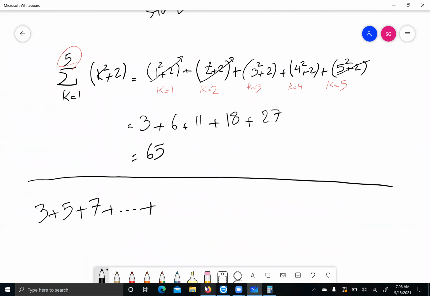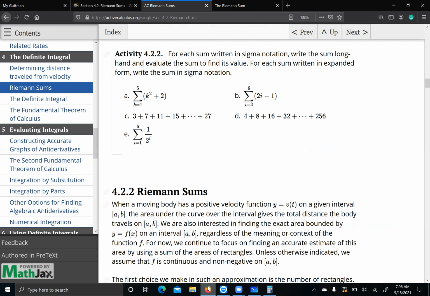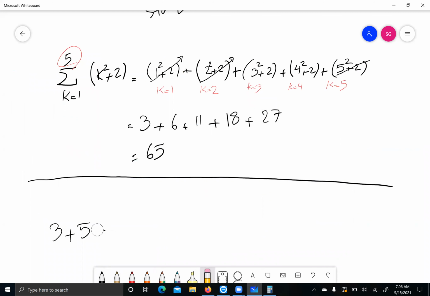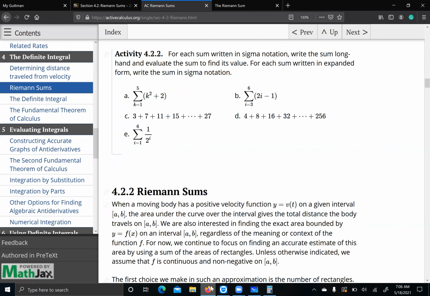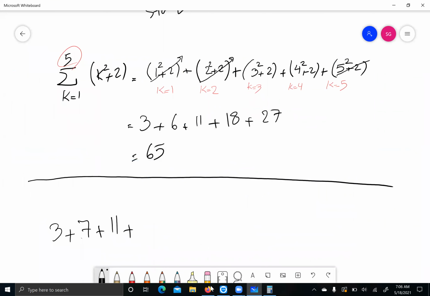Okay, no. I should write more. It's 3 plus 5 plus, no, there is no 5. Why do I write 5? This is 7, 7, 11, 15, up to 27. The question is, now you have a summation, right?